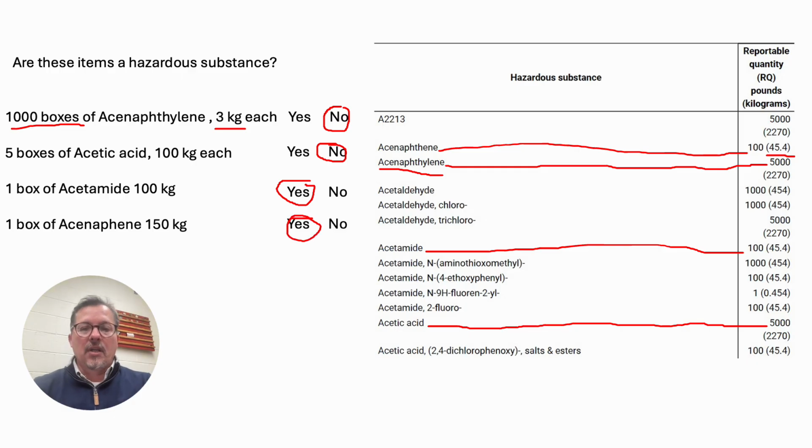And that's it. Now, if an item is not listed on this table at all, it can't be a hazardous substance, right? So that makes it easy. But this is what you get. To be a hazardous substance, it's got to be on the table and it's got to meet or exceed the RQ value.